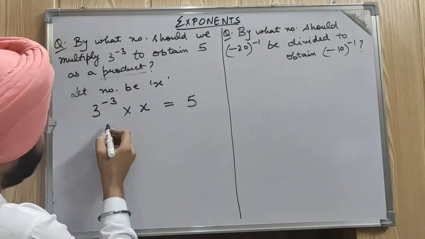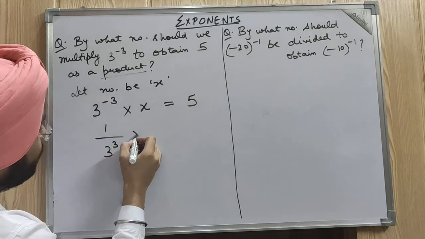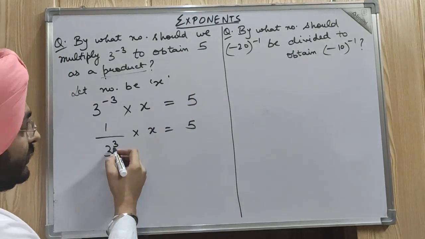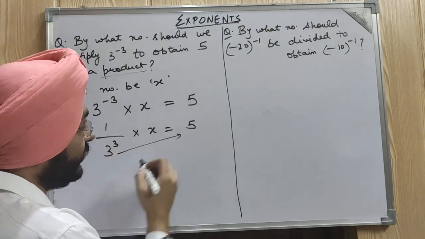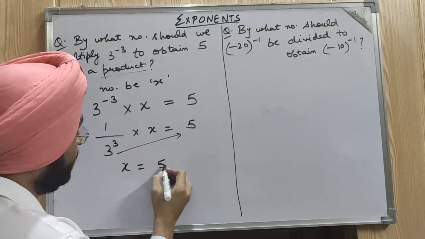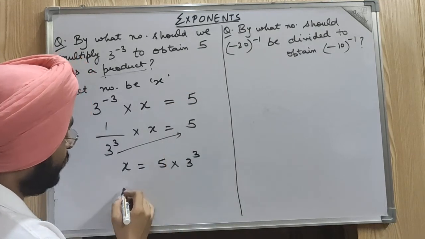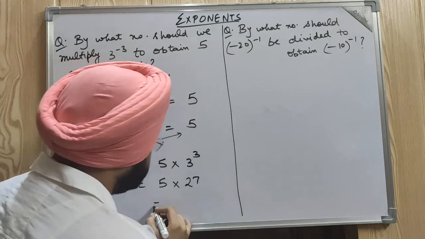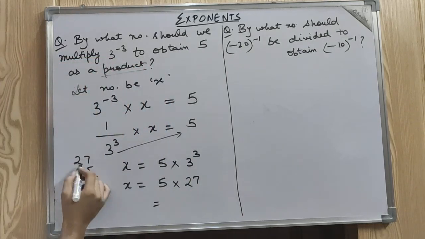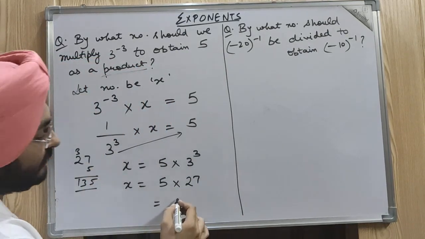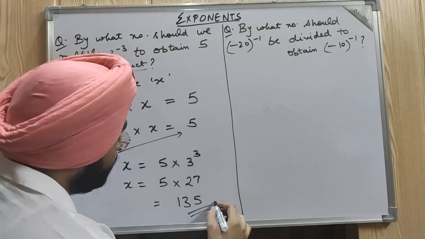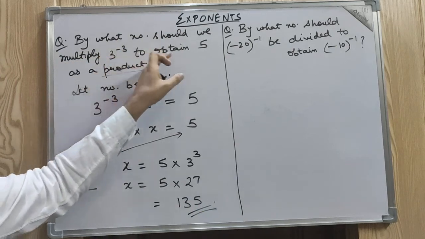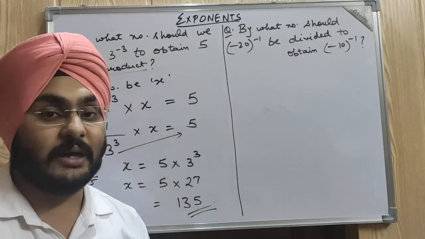Okay, how to remove this negative sign? Take the reciprocal. So can't I write it in this way: 1 by 3 cubed into x will be equal to 5. As you all know, this one is in the denominator, so it will go to the numerator. So the value of x will be 5 into 3 cubed. What is 3 cubed here? 27. And on multiplying 27 with 5, I will get 135. So 135 should be multiplied with this to obtain 5 as a product. So this will be our answer.